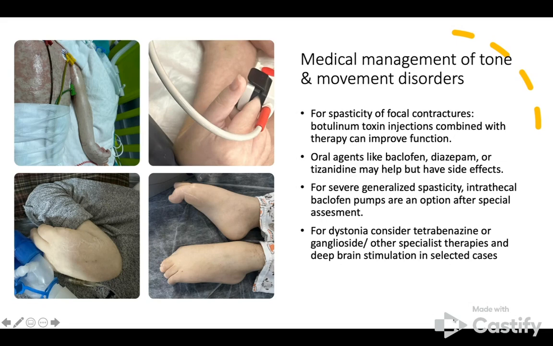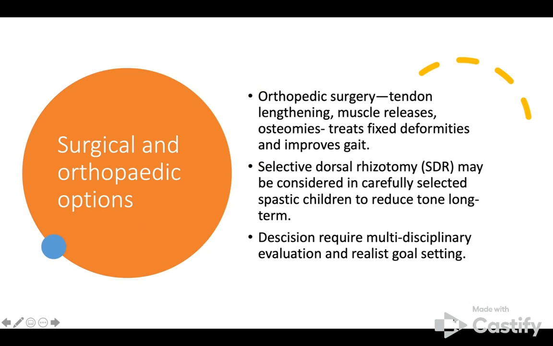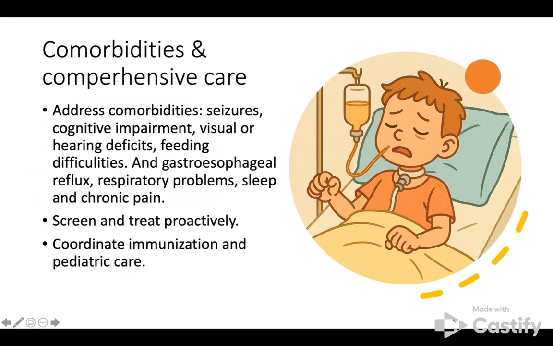For dystonia, we use tetrabenazine or gangliosides. Sometimes we consult orthopedics for these patients for tendon lengthening, muscle releases, or osteotomies to treat fixed deformities and improve their gait. Selective dorsal rhizotomy is rarely applied, but it may be considered in carefully selected spastic children to reduce tone long term. So what are the comorbidities?